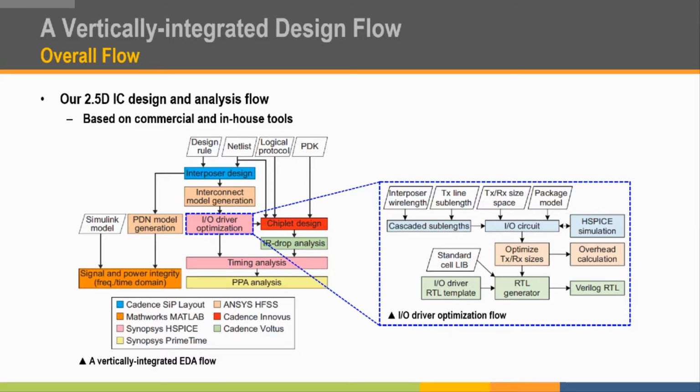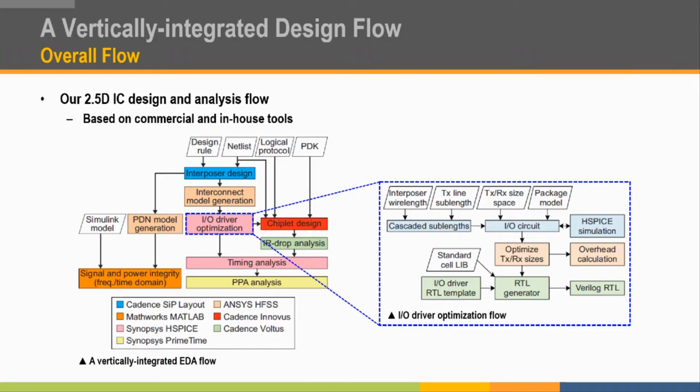The left figure shows our 2.5D IC design and analysis flow using commercial and in-house tools. From interposer and chiplet PDKs, chiplet-to-chiplet protocol, and netlist, our tool first generates interposer and chiplet designs. As the interposer wires are large unlike on-chip wires, the I/O driver optimization step is taken before the chiplet design stage for proper signal transmission.